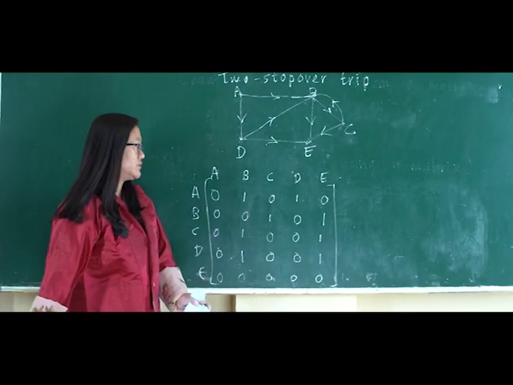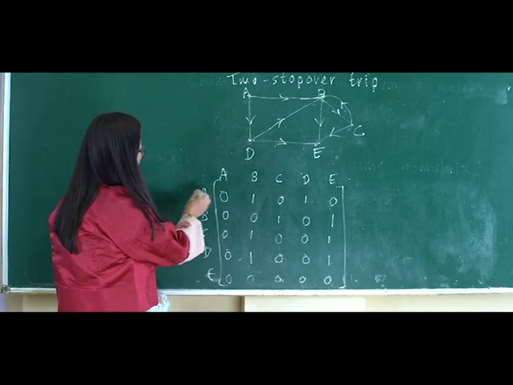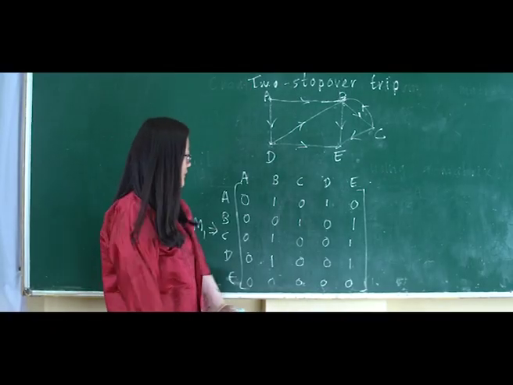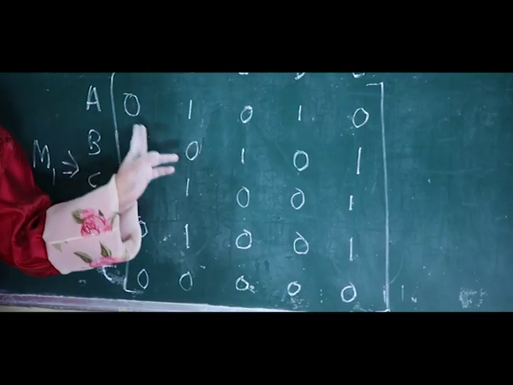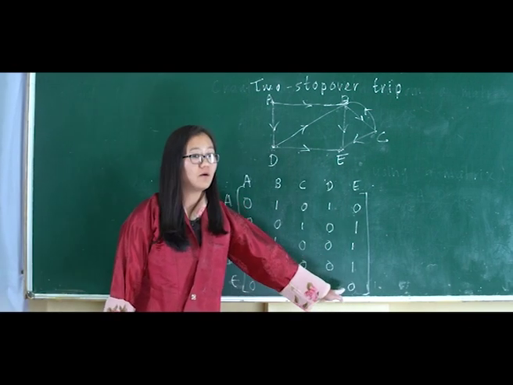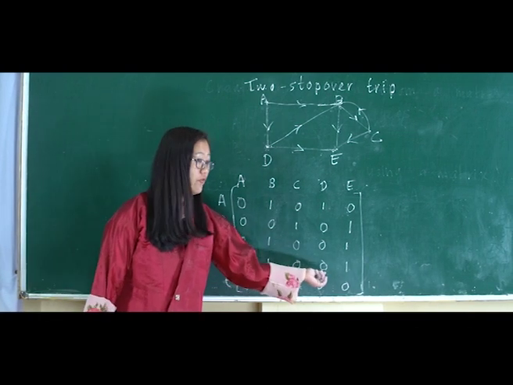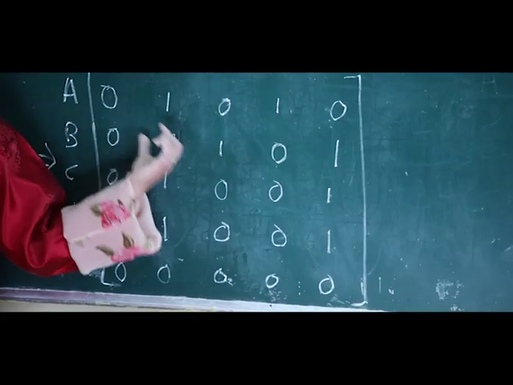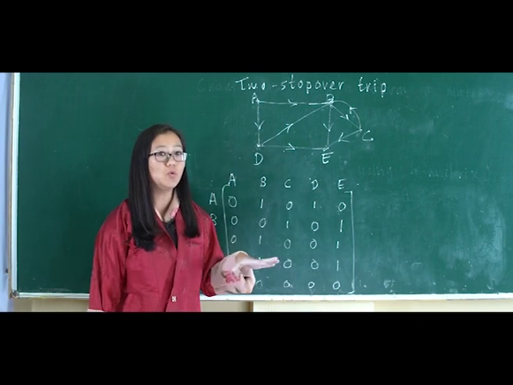Now what do I do with this adjacency matrix to find one stopover trip? Let's name it matrix 1. Before moving on to finding one stopover trip, if you look at the principal diagonal, the address of this is 1, 1. This is 2, 2. This is 3, 3. 4, 4. 5, 5. These are called principal diagonal elements. Here all the elements are 0, which means in the digraph we do not have any loop.